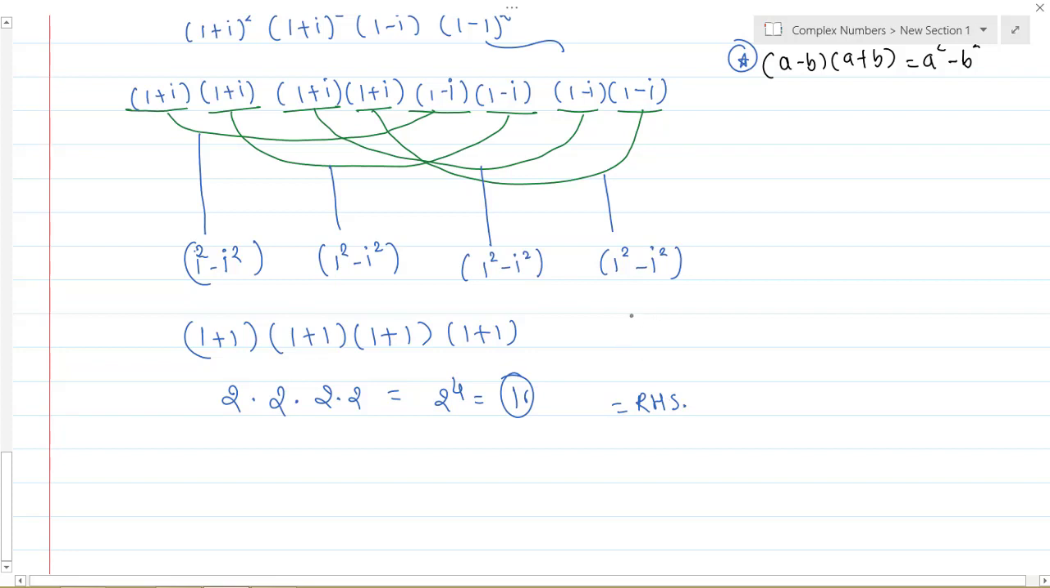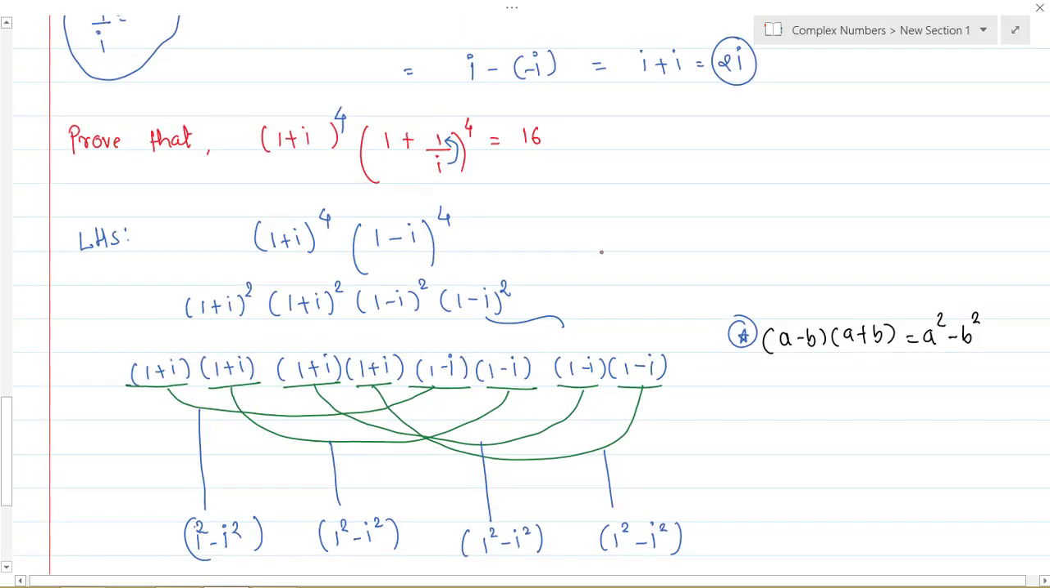Just remember the basic formulas. Okay, we have made use of this one, (a minus b)(a plus b) equals a square minus b square. Okay, very good.